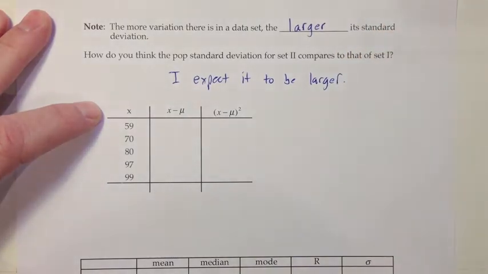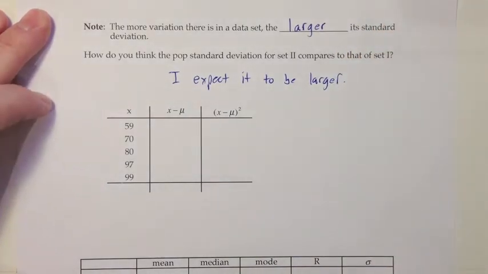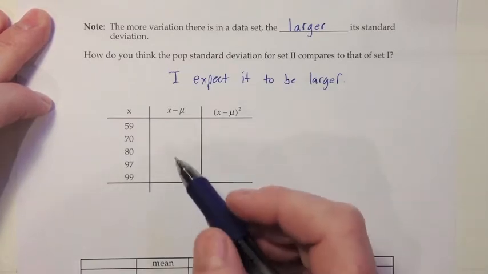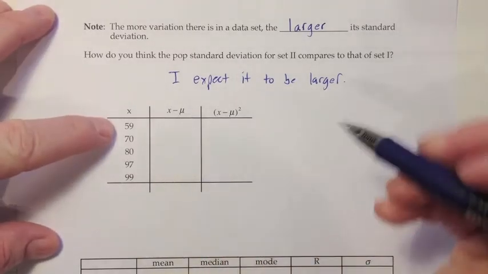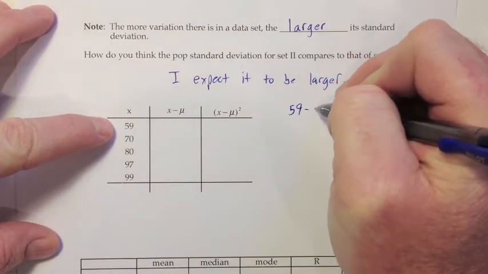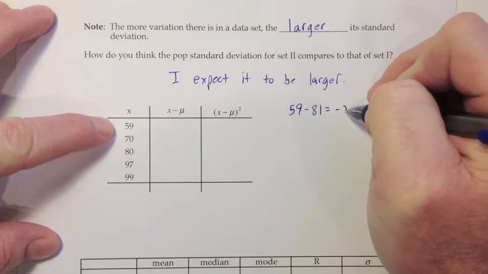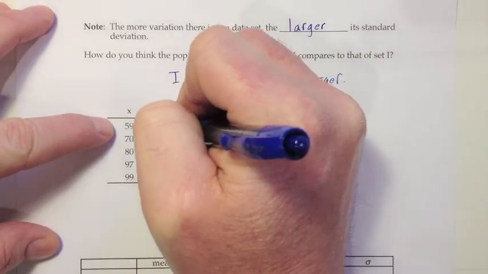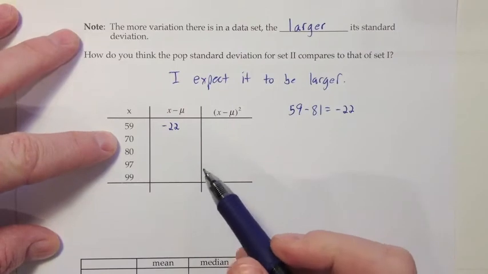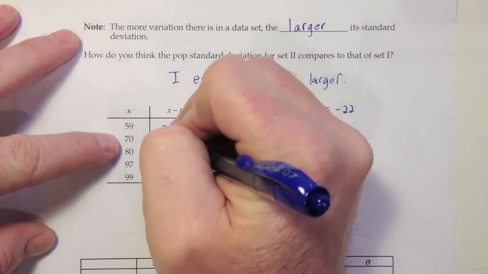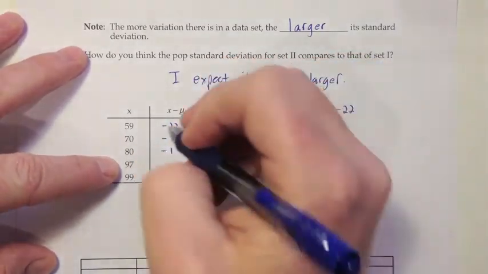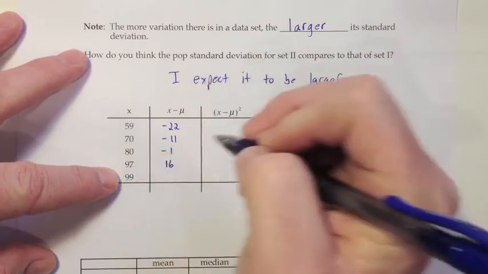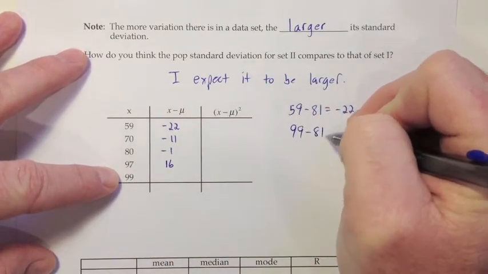And now we're just going to run through and calculate the standard deviation for data set 2 and confirm my suspicion, I hope. So let's go ahead and do that process. You might remember that both data set 1 and 2 had the same mean of 81. So my first number in this chart would be 59 minus 81, and I believe that's negative 22. So I'll go ahead and fill that in. And then continuing on with that calculation, 70 minus 81 would be negative 11, 80 minus 81 would be negative 1, 97 minus 81 would be 16, and our last number, 99 minus 81, would be an 18.